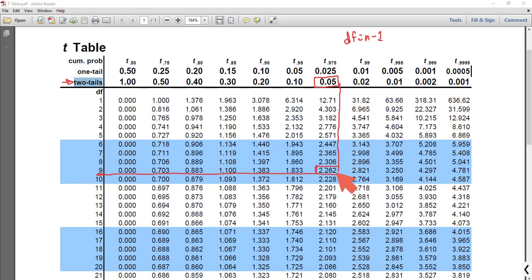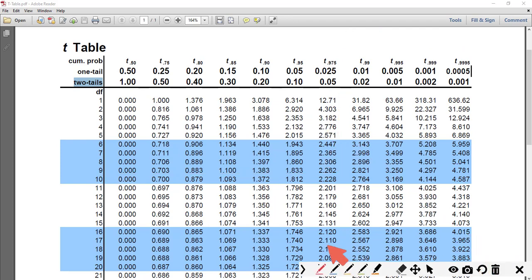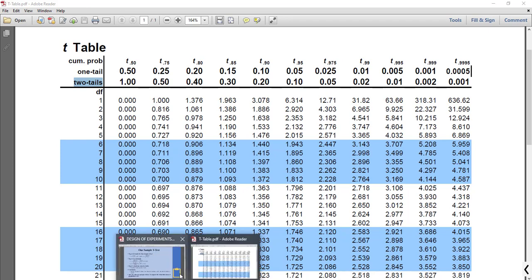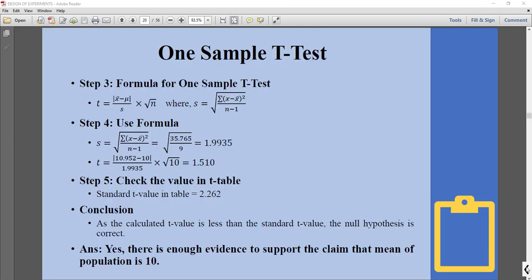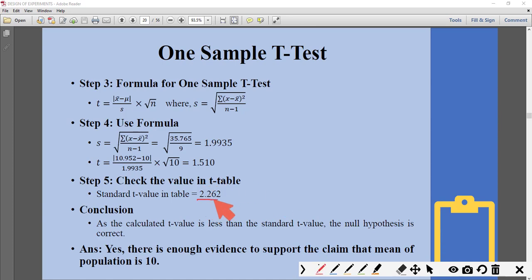So the standard t value for degree of freedom 9 and 95% confidence level, which is also known as alpha equal to 5%, you are getting 2.262. Okay, so that is the standard t value. Whatever the standard t value is, you have to write it. So I have written the standard t value 2.262 over here.